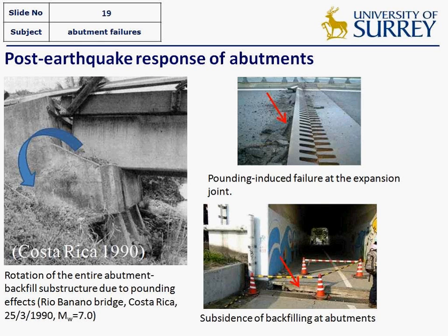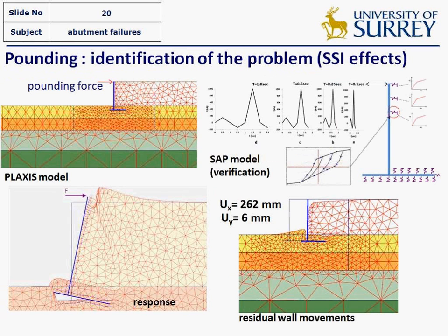And there are some slight damages in past earthquakes: pounding-induced failure of the expansion joints. Of course, you can see here that the bridge might be sinking the traffic access, but the expansion joints would not allow the emergency vehicles onto the bridge.